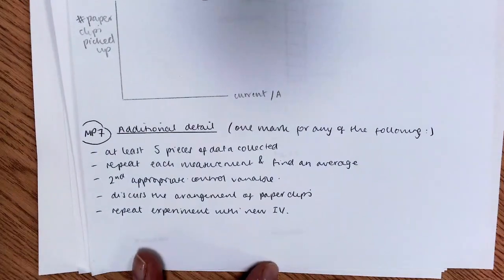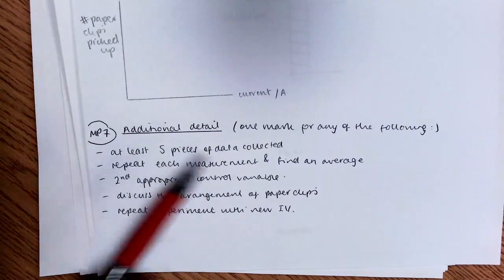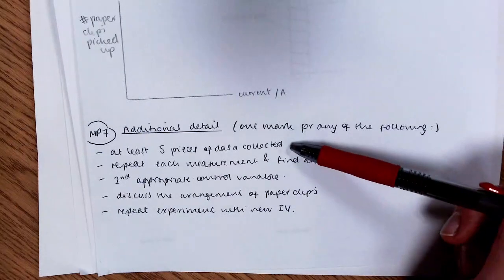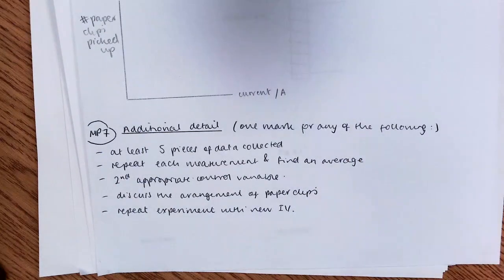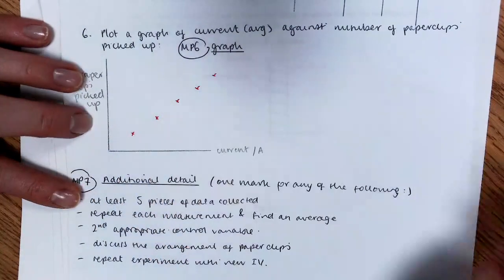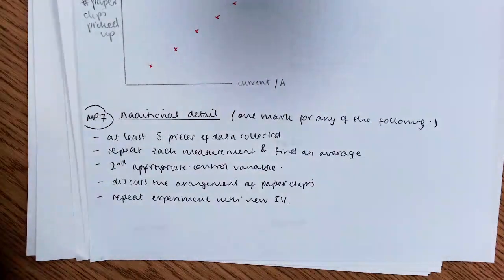And then the 7th mark, the last mark on the paper, is for saying any of these points. You don't need all of them, you just need one of them. Referencing that you need at least 5 pieces of data. That's important so that you can plot a good graph. If you've got less than 5 points, you're not going to have a very good graph. You're not going to know what your line of best fit looks like.